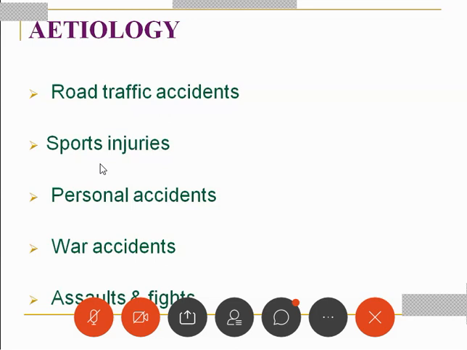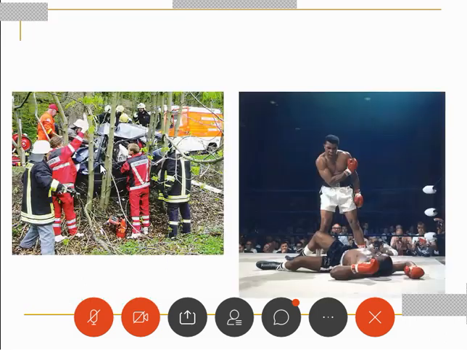So road traffic accidents, sports injuries, personal accidents, war accidents, assaults, and fights. These are the various etiological factors causing injuries to the nose. Here you see my favorite man, the boxer Muhammad Ali.